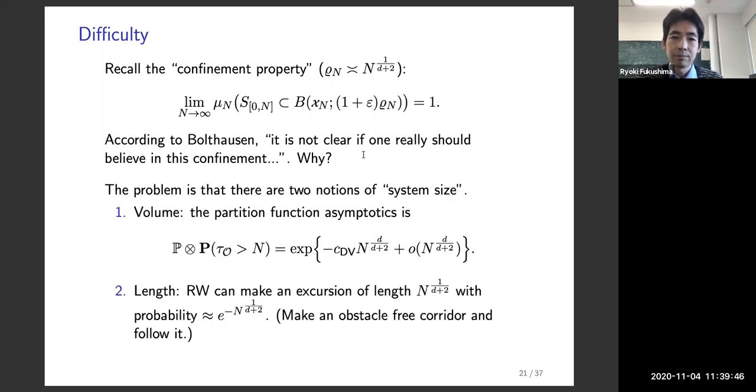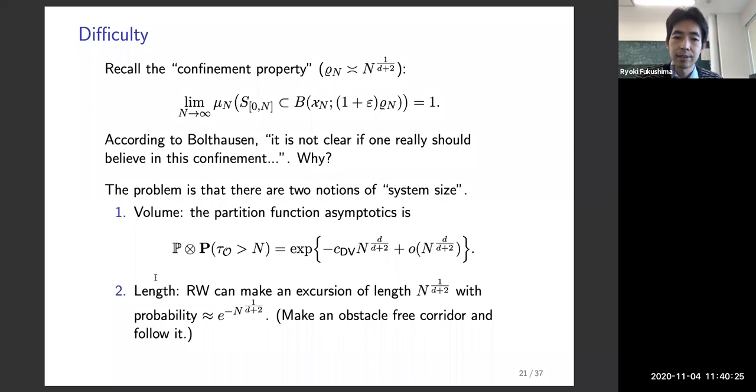The general problem in this model is that there are two notions of system size, or two separate scales of system size. The first of them is volume. Let me recall the partition function asymptotics. In this asymptotics, n to the d over d plus 2 appears in the leading order term, and this is in the volume scale, of course. This is just the volume of the optimal ball. And here is an error term, which is just small order of n to the d over d plus 2.